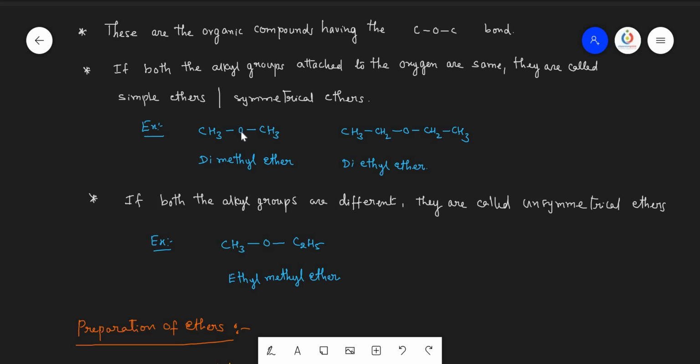See here, we have taken one oxygen, and on the left side a methyl group and on the right side also a methyl group is present. The name of this molecule is dimethyl ether or methoxymethane is the IUPAC name. And in this case, oxygen is attached with the ethyl group and ethyl group. If the same alkyl groups are attached on both sides of the oxygen atom, such ethers are called simple ethers or symmetrical ethers.